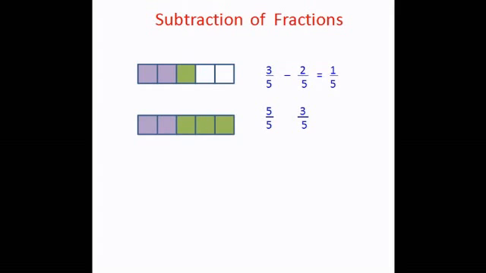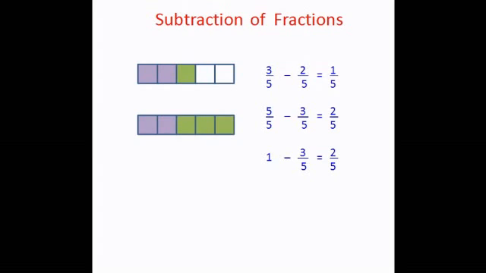So if I subtract 3 over 5 from 5 over 5, I would get the purple part, which is 2 over 5. That means 5 over 5 minus 3 over 5 is equal to 2 over 5. Can I also call 5 over 5 as 1? Yes, because 5 over 5 means the whole. The whole is 1. That means 1 minus 3 over 5 is equal to 2 over 5. So what did we learn here?